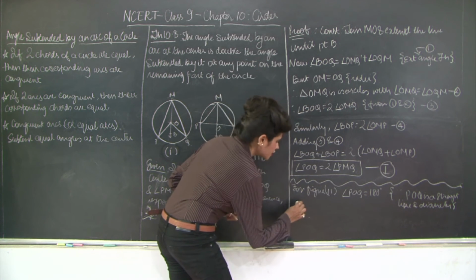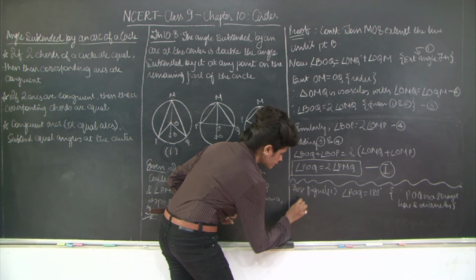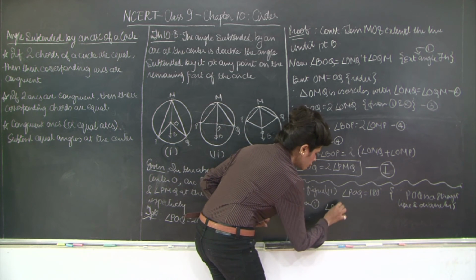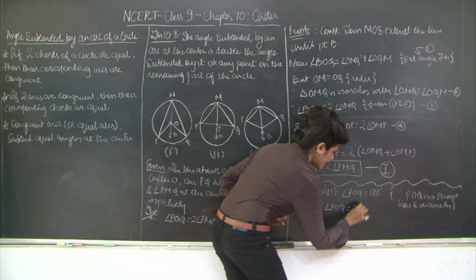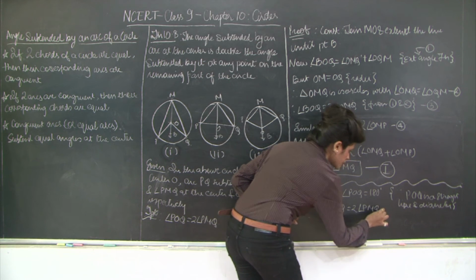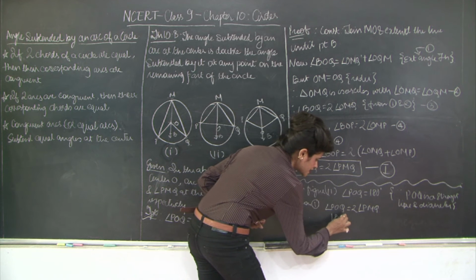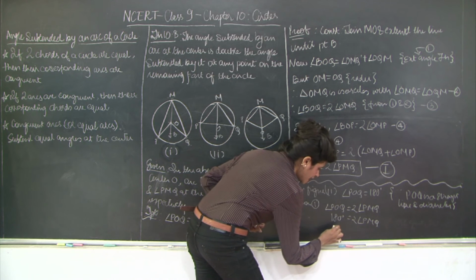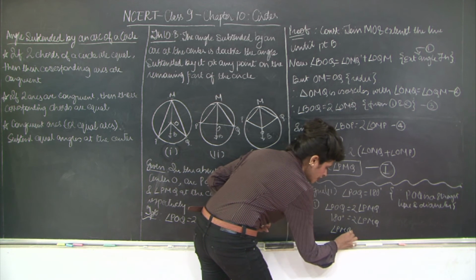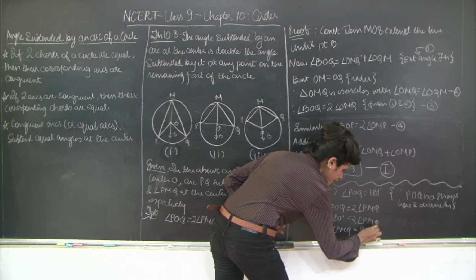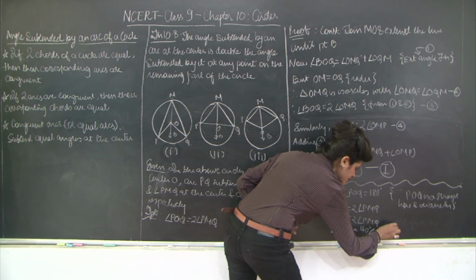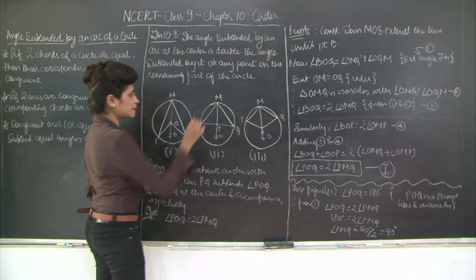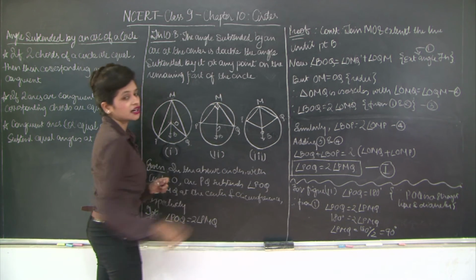Correct? Therefore, from 1, angle POQ is equal to twice angle PMQ. That is, 180 degrees is equal to twice angle PMQ. That is, angle PMQ is equal to 180 degrees divided by 2, which is equal to 90 degrees. So what is the special case out here? That angle subtended by a semicircle is a right angle.